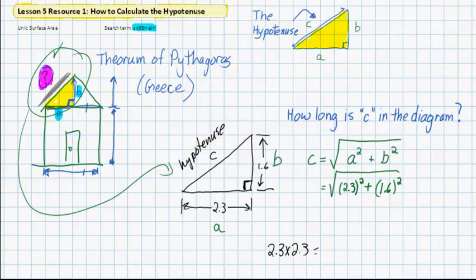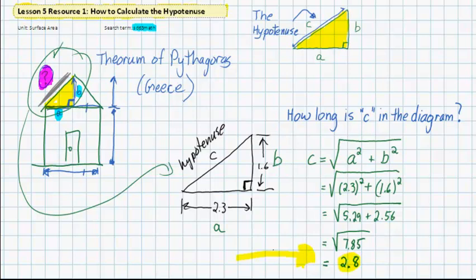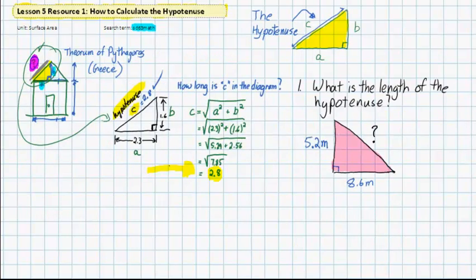2.3 squared means 2.3 times 2.3. So that 2.3 raised to the power of 2 is just 5.29. 1.6 times 1.6 is 2.56. So let me write those in where they appeared earlier. Okay, when I add them together, I get 7.85, and when I take the square root of it, I get 2.8. That's how long the hypotenuse is.